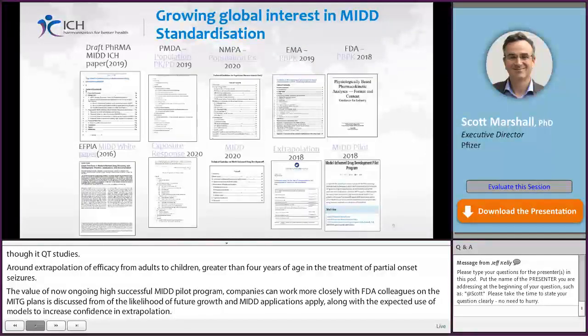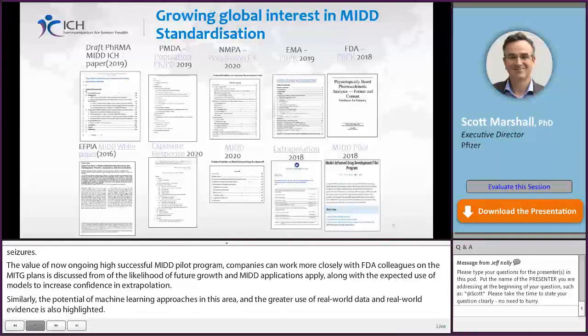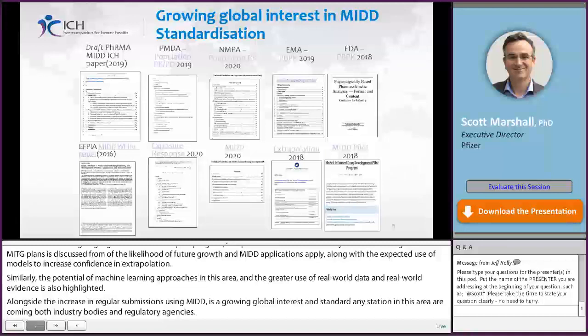Alongside the increase in regulatory submissions using MIDD, there's been a growing global interest in standardisation in this area, coming both from industry bodies and regulatory agencies. The appearance of these guidelines has provided the substrate and motivation which has led up to the formation of the ICH MIDD discussion group, which I'll now talk more about.